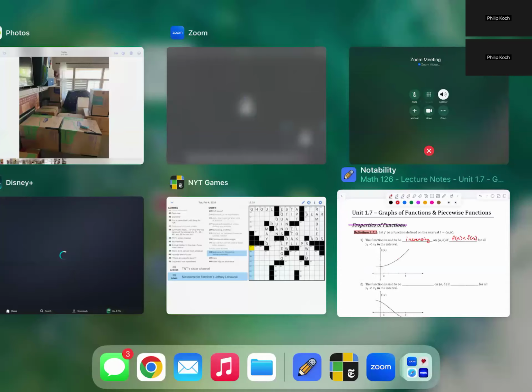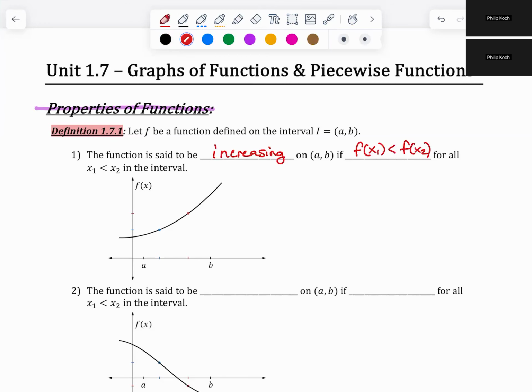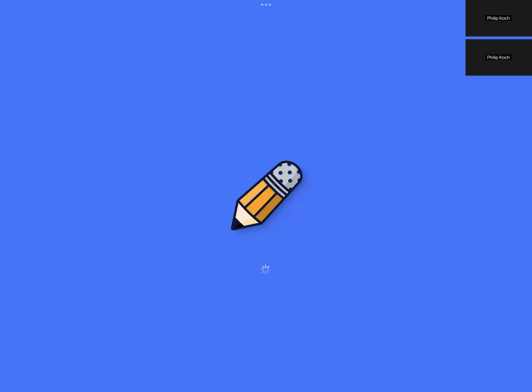Sorry, I'm going to restart the app because I think I just need to go through and wipe memory, but either way.